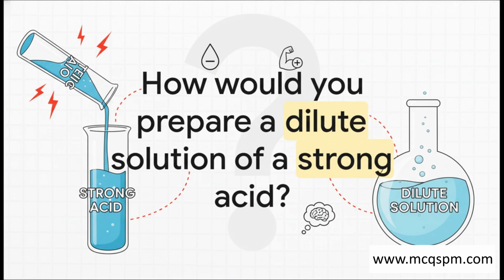And to leave you with one final challenge to really get you thinking, let's connect these ideas. You now know that strong and concentrated mean two different things. So, how would you prepare a solution that is dilute but still uses a strong acid? Think about the steps you take. If you can solve that little puzzle, it means you've truly mastered this topic. Good luck.